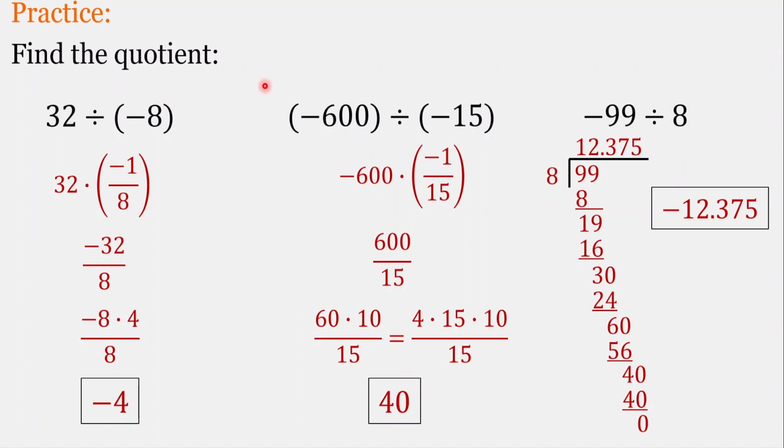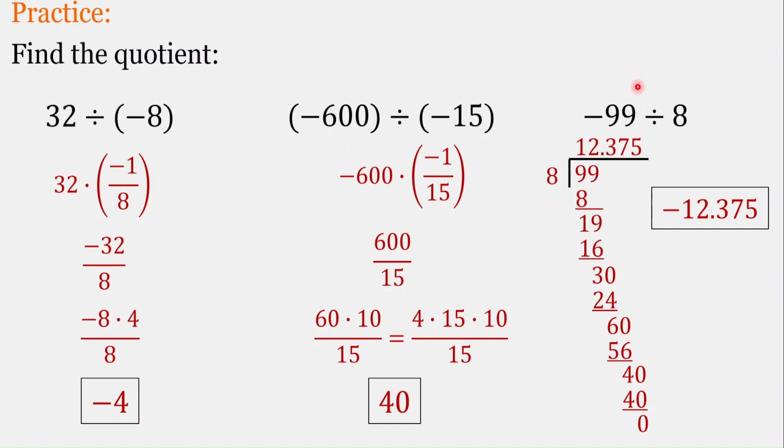Always a good habit when multiplying and dividing numbers to check the signs. So for this first one, we have a positive 32 and a negative 8. Signs are different, so the answer should be negative. And for the second one, we have negative 600 and negative 15. Signs are the same. They're both negative, so it should be positive.